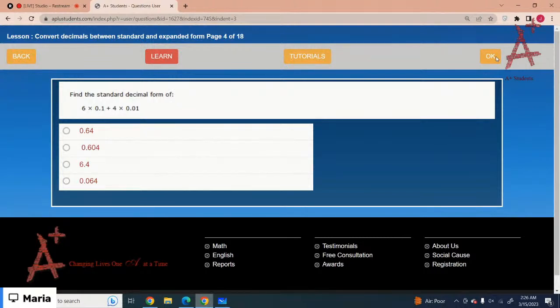Find the standard decimal form of 6 times 0.1 plus 4 times 0.01. So that means 6 is at the tenths position and 4 is at the hundredths position. Got it? So it would be 0.64. Option number 1 is the correct option. Got it?